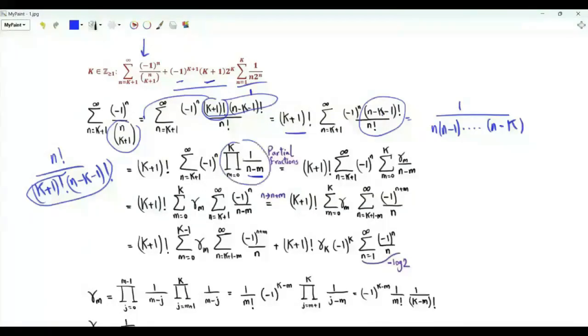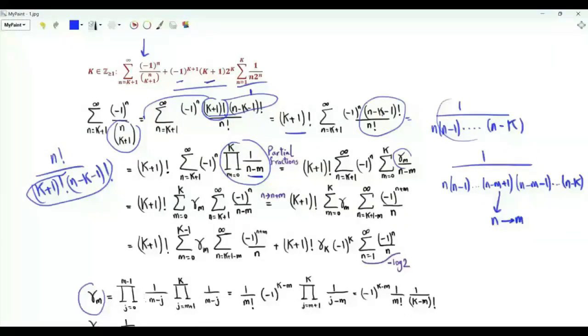We do partial fractions to this product, converting it into the sum over m from 0 to k of gamma_m over (n-m). Gamma_m is this product without (n-m). Then we replace n by m. Gamma_m is the product over j from 0 to m-1 of 1 over (m-j). This product takes care of these brackets here. There is also another product, j from m+1 to k, 1 over (m-j), to take care of these brackets. The first product here is 1 over m times (m-1) all the way to 1. This is 1 over m factorial.